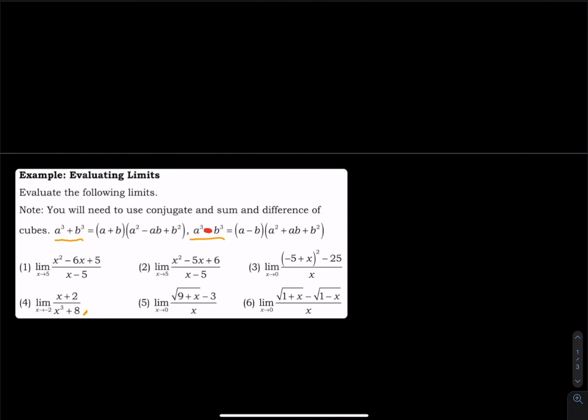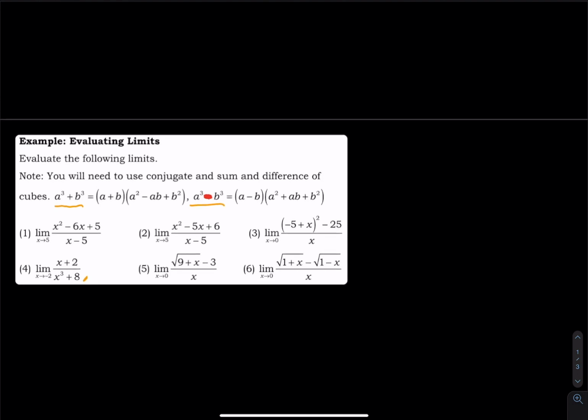You are not going to use that a lot, but it's something that you have to review every time people study limits. It doesn't matter where you take this class, your instructor should review this for you because you don't use that every day, right? If I ask you to factor a squared minus b squared, you do that every day, but a to the third minus b to the third, you don't do that every day. So let's take a look at the first one.